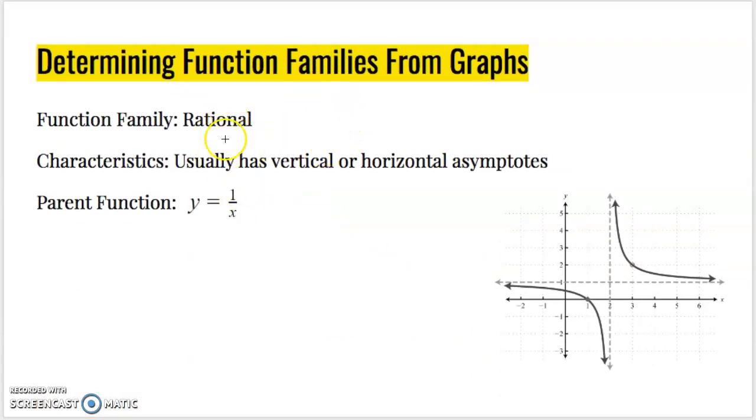We have a couple more coming up. So rational function family. A rational function is one where the parent function has the variable in the denominator of a fraction, or in the bottom of a fraction. So this is the most basic parent function you can have for a rational equation. And a rational equation usually has vertical or horizontal asymptotes. So those asymptotes, again, those lines that your graph approaches but never touches, would be a big characteristic to look for in identifying the rational function family.